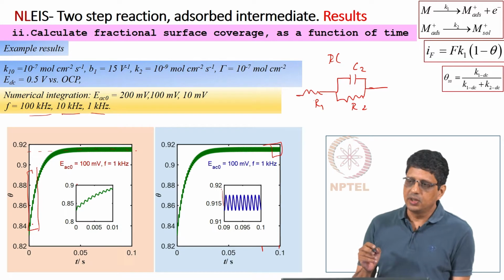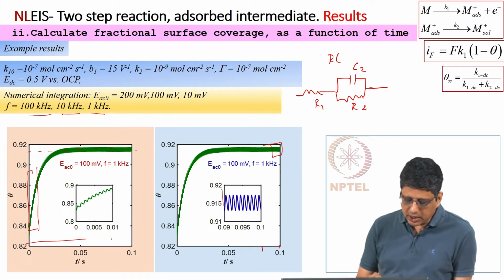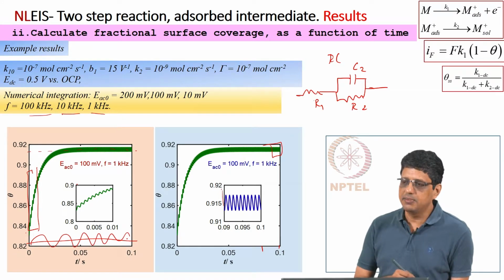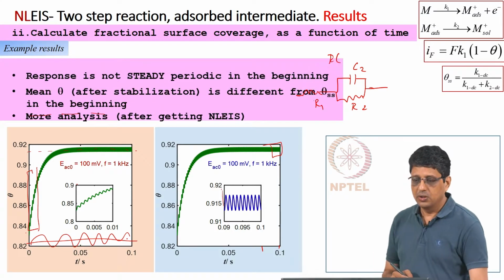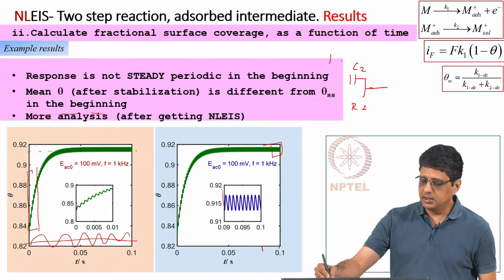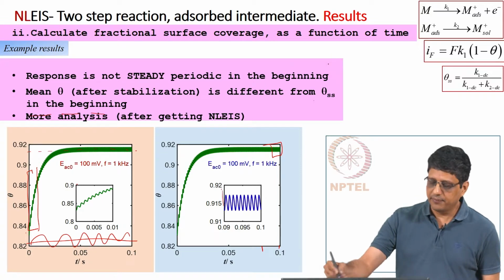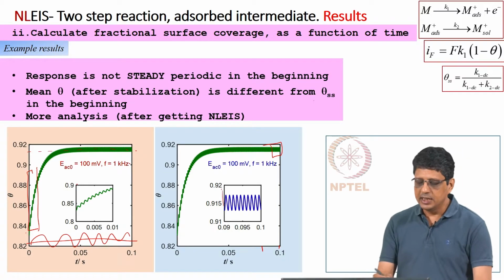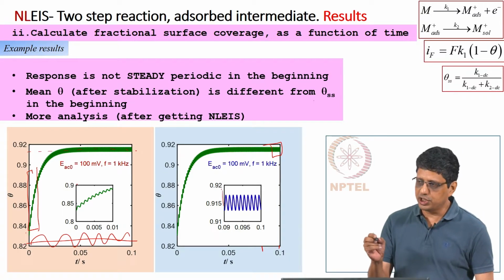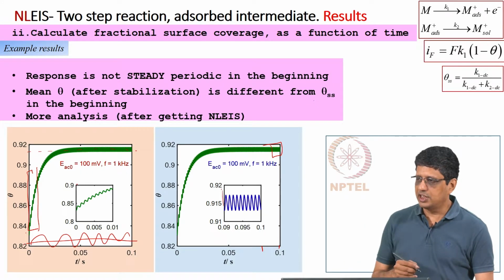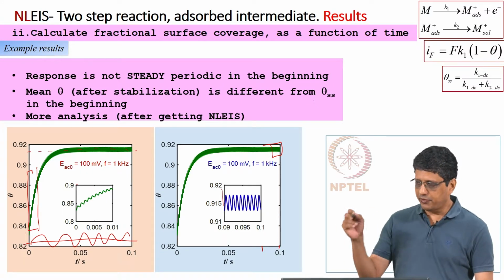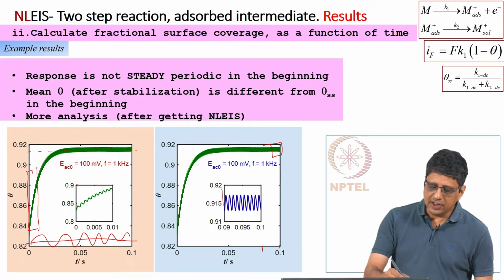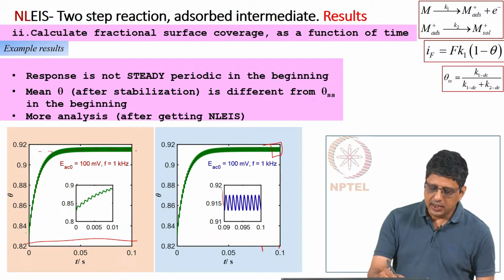Second point is it does not oscillate around the initial value, it oscillates around a different DC bias. So, the summary is the response is not steady periodic in the beginning. The average value of theta after stabilization is different from the steady state value. If I just apply DC potential, I will get a steady surface coverage value. If I apply AC on top of this, average potential is still E_DC, but the average surface coverage is not theta_SS.